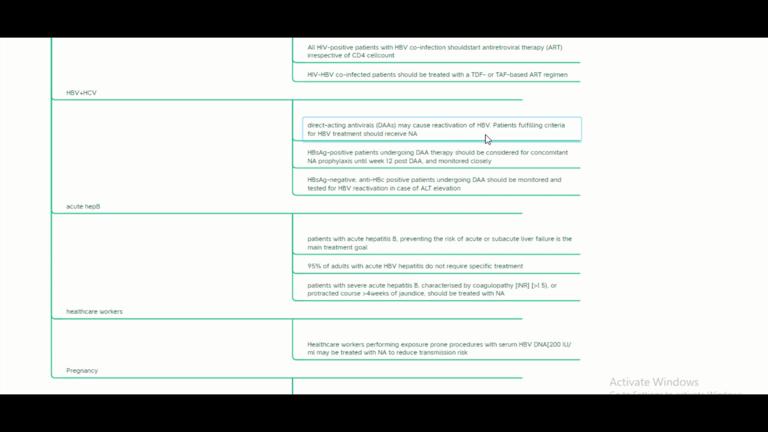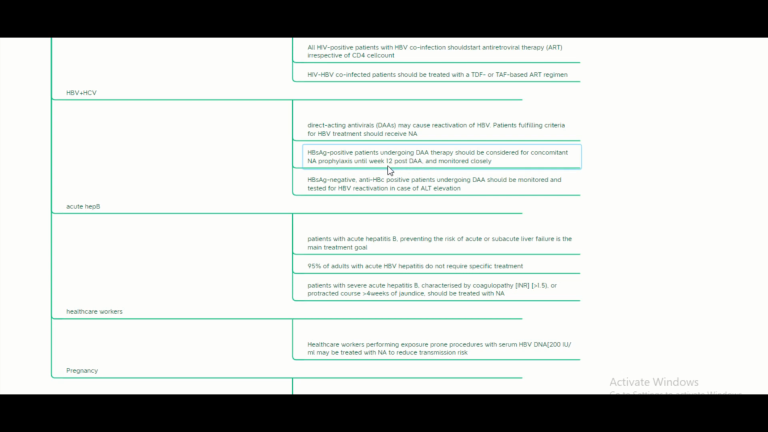In HBV plus HCV patients, direct acting antivirals like ribavirin may cause reactivation of hepatitis B since the direct acting antivirals will produce liver inflammation and hepatocyte destruction, and it will give us an increased release of hepatitis B virus. So patients who already fulfill the criteria for HBV treatment should receive HBV treatment.